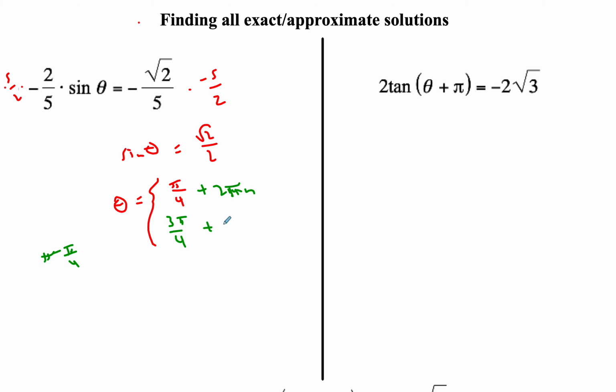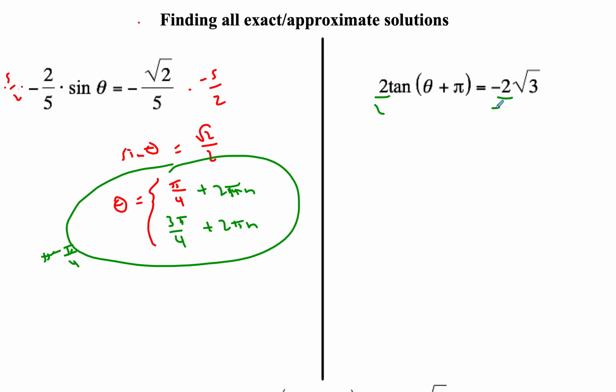So tangent, I want to divide by 2, which means I'm going to get -√3 equals the tangent of theta plus pi, right? Take the arctan. Where is the tangent negative? Well, it's going to be at a negative angle. Specifically, what angle? Well, it means it's going to be the square root of 3. So I believe this is negative pi over 3. Let me just double check some stuff here. Negative pi over 3.